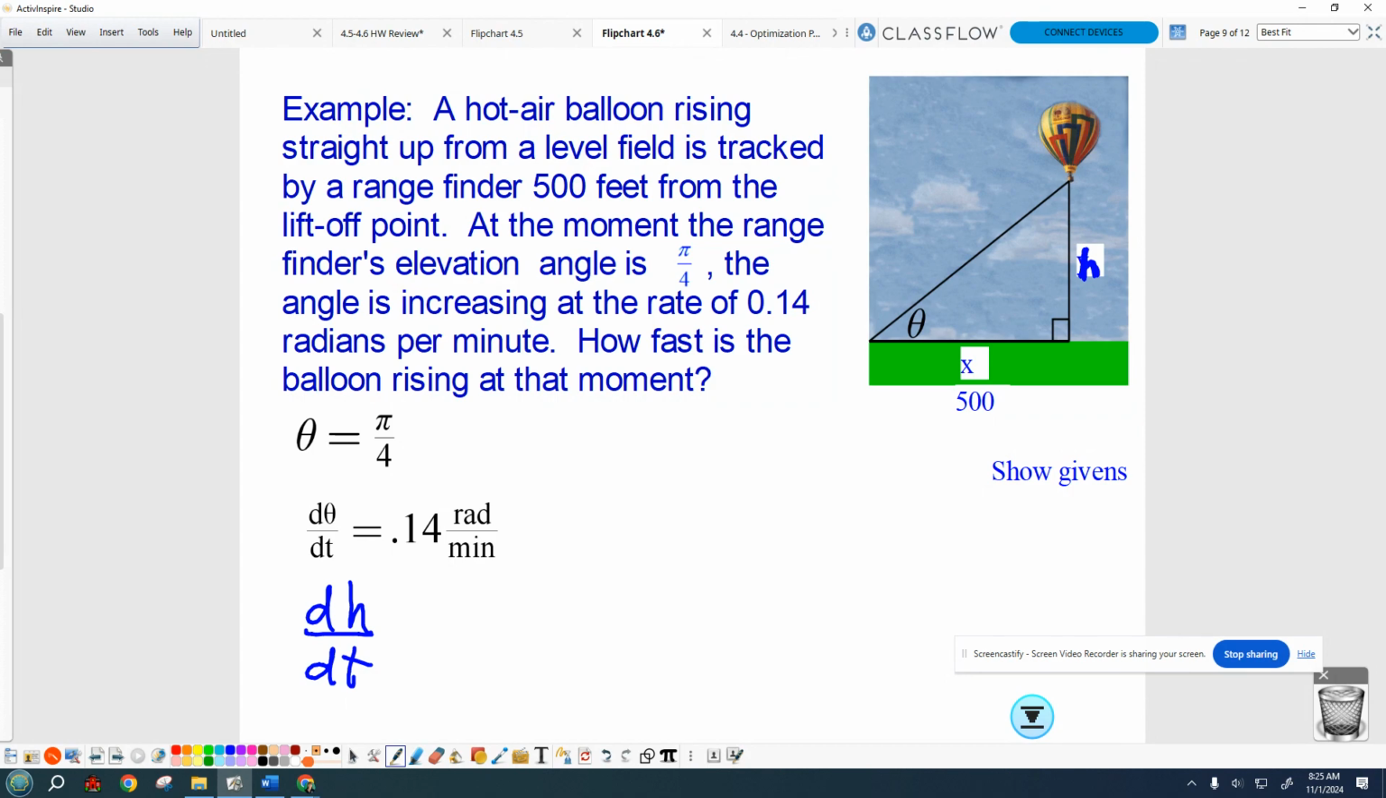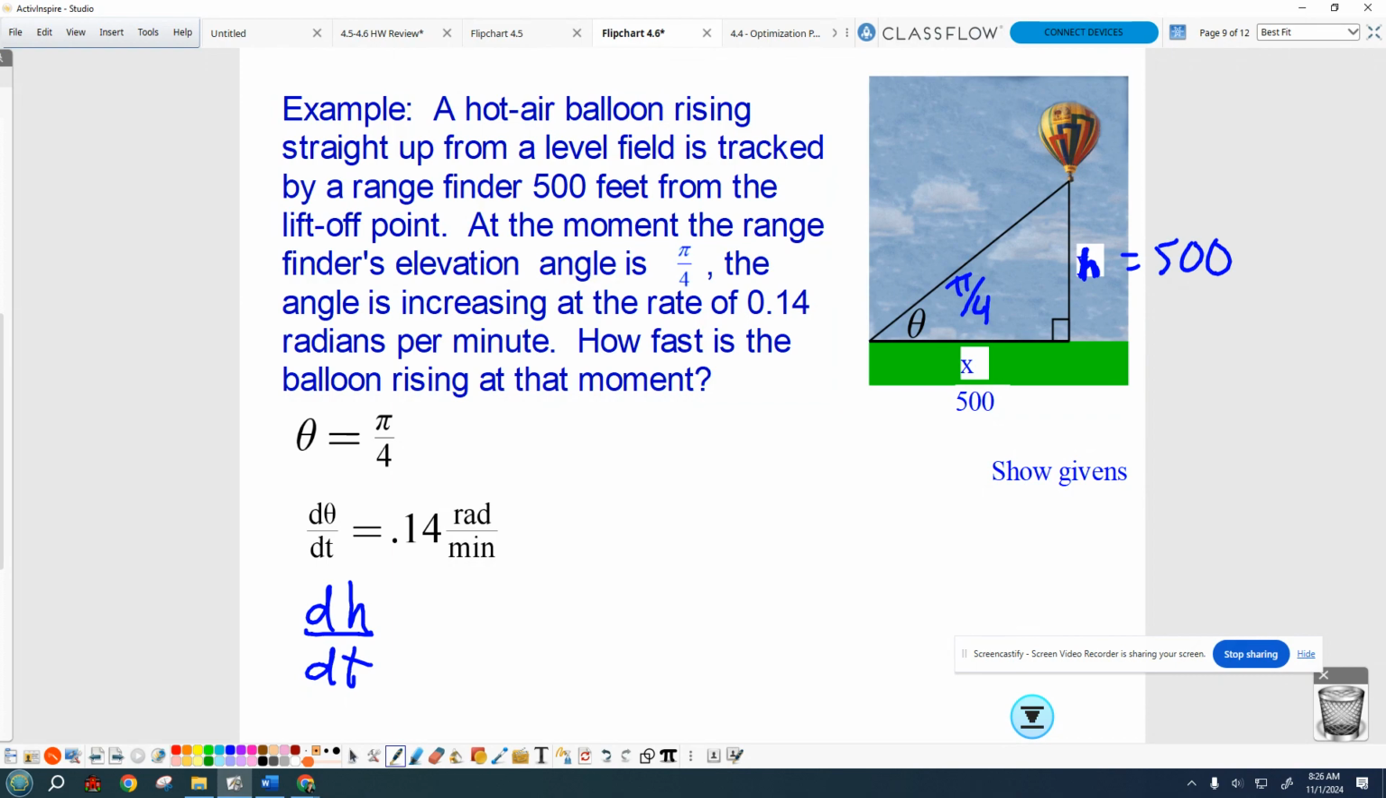Is there anything else we can figure out before we start trying to do some calculus? What is H at the beginning? Tangent of 45. It's just 500. Ah, there we go. It's pi over 4, it's isosceles, so this is 500. Don't know that we need it, but it's good to know. We were given d theta dt.